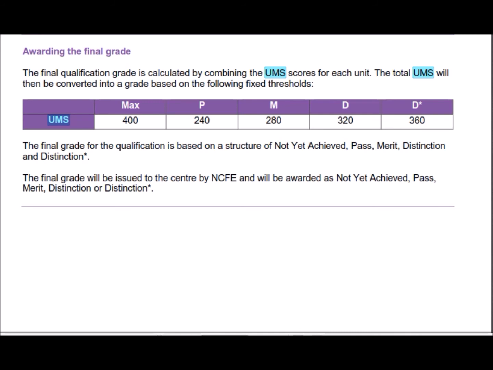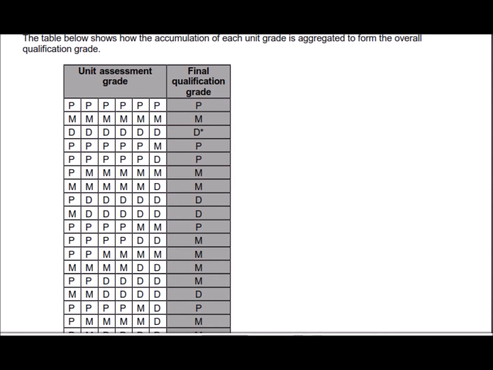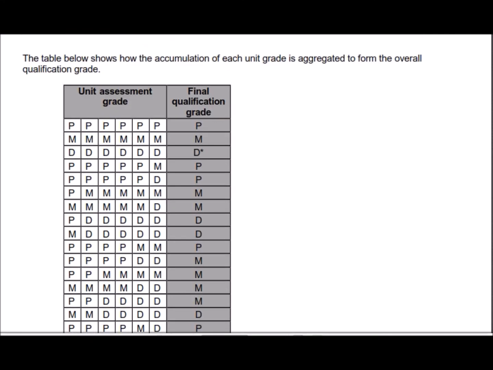So once you've got all the passes, then you have to get all the merits before you can move on to get a full merit and so on. And then there's a bit of a jump to get onto distinction at 320 UMS points. An easy way of working out an overall grade for the full 6-unit course is to use this table. So obviously if you get pass for every unit, you'd expect to get a pass overall. Likewise with merit and distinction.